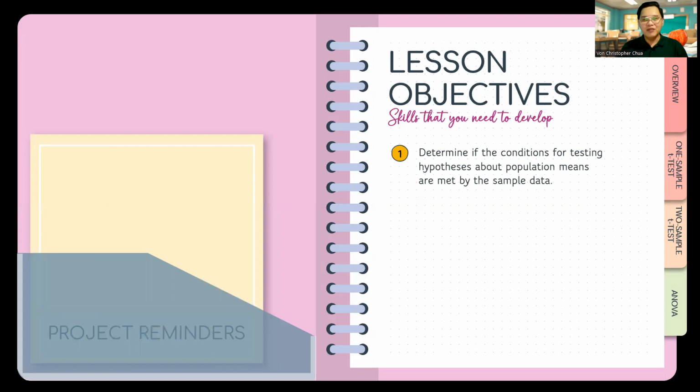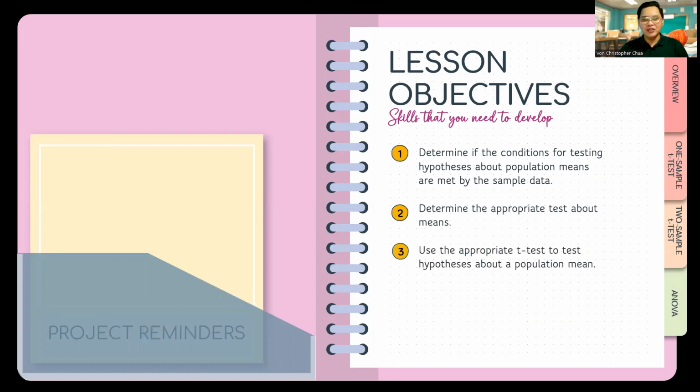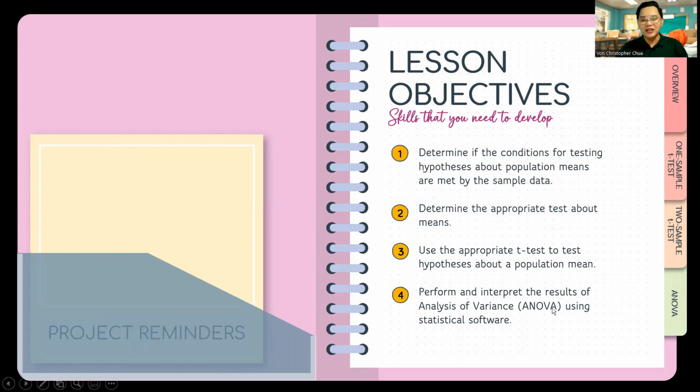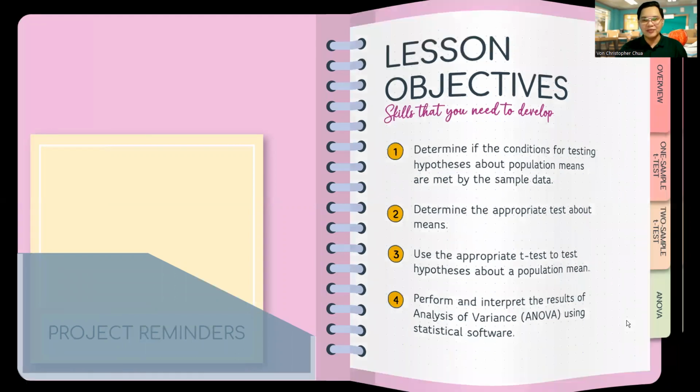Number 1, everybody should be able to determine if the conditions for testing hypotheses about population means are met by the sample data. Second, you should also be able to determine the appropriate test about means. Number 3, you should be able to use the appropriate t-test to test hypotheses about the population mean or to compare 2 different means of 2 different groups of individuals. Number 4 is to perform and interpret the results of analysis of variance or ANOVA using statistical software.